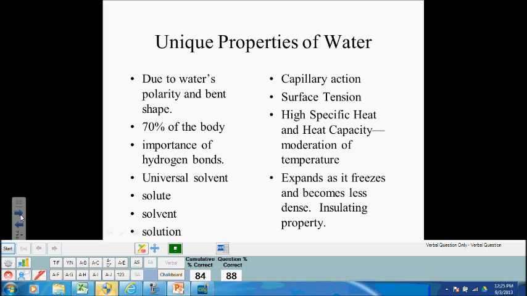So let's start off and talk about one of water's most basic properties, and I think we talked about this one a little bit the last time. Sometimes water is called the universal solvent. What does that mean? What's a solvent? Something that can dissolve other things. If you're the universal solvent, you can dissolve about anything. Water can dissolve just about anything given enough time.